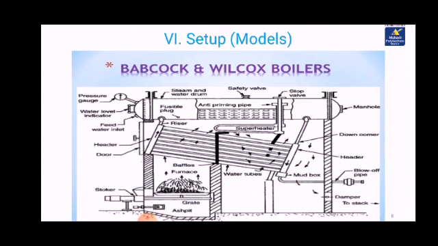Now the heat produced, or the flue gases produced in the furnace, are circulated through baffles on the water tubes. There is an uptake header and a downtake header. It is a water tube boiler, as water flows in the tubes and outside the flue gases are circulated.